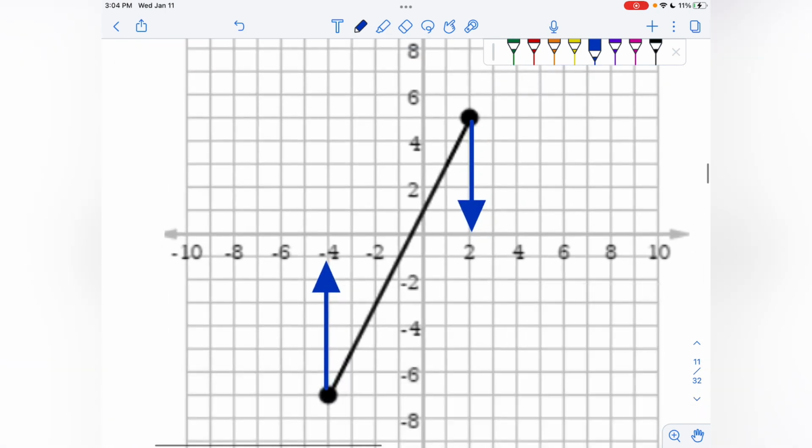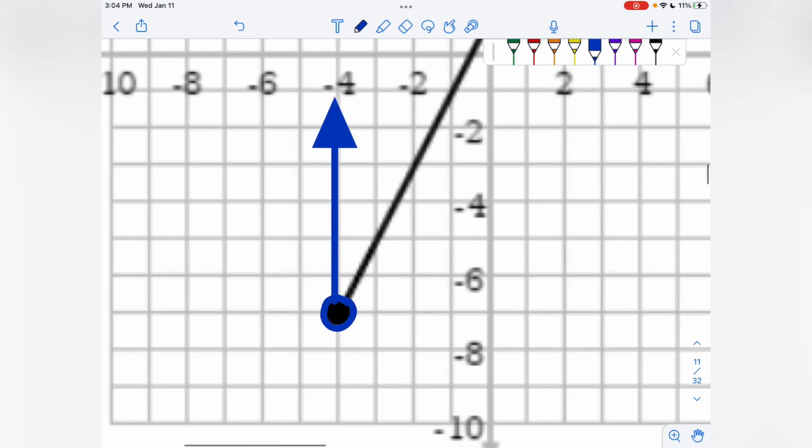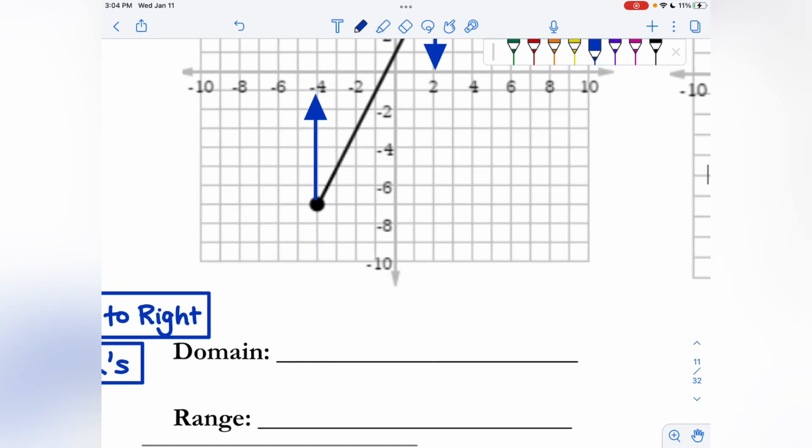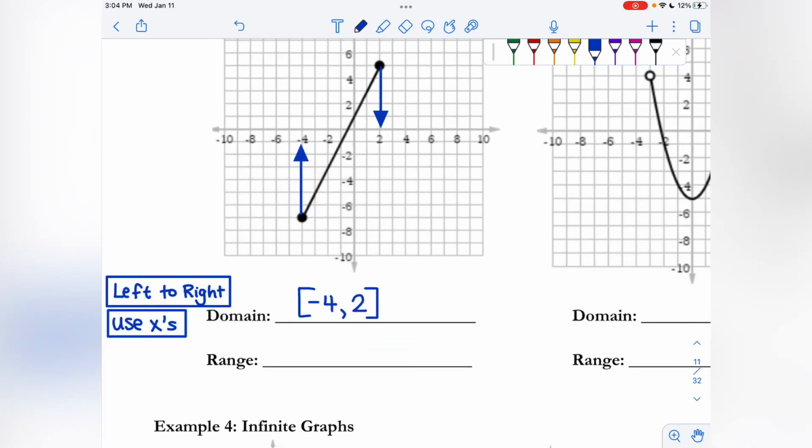All right, the other thing we need to look at is that these are both filled in circles, which means they are inclusive. So from the left, we start at -4, and we go until the number 2. And they're both filled in circles, so we put brackets. That is the answer.